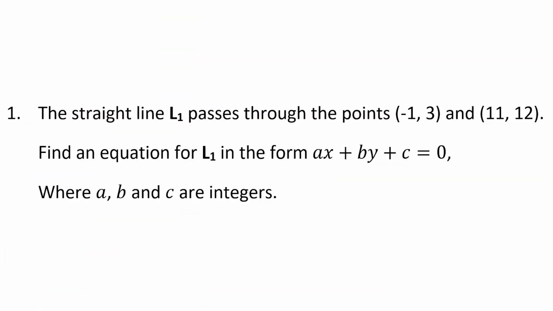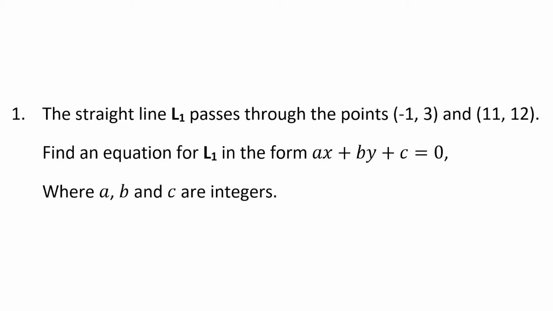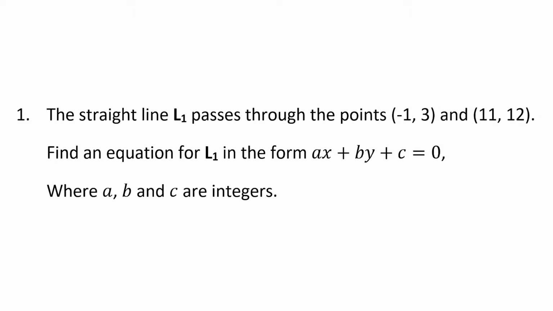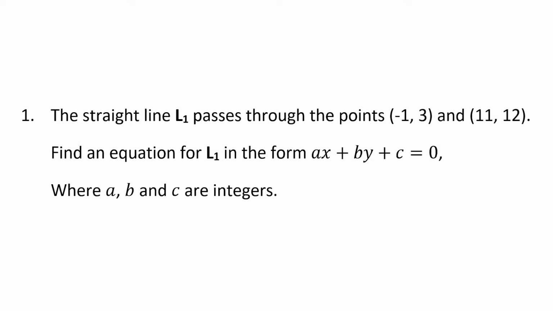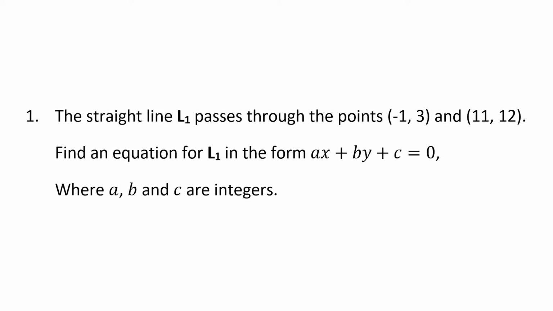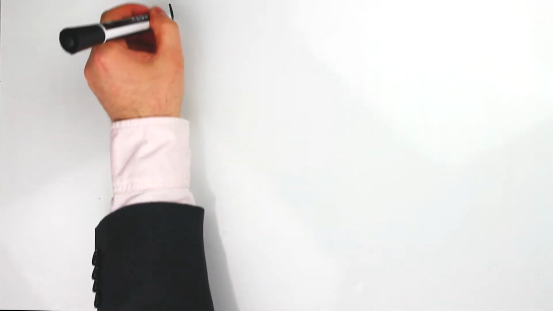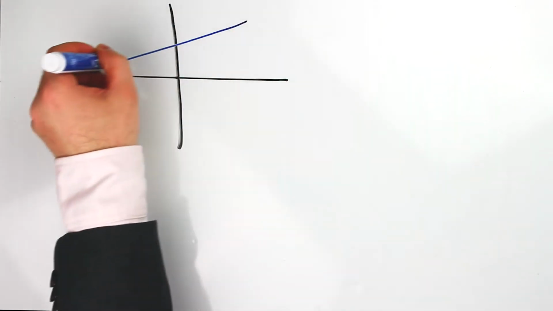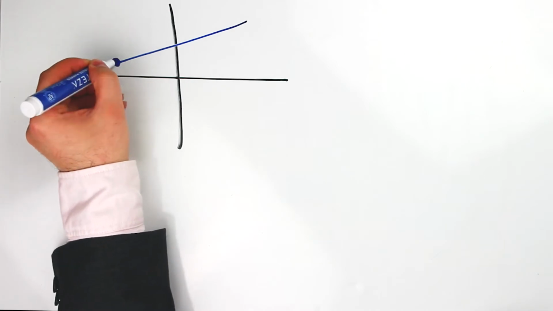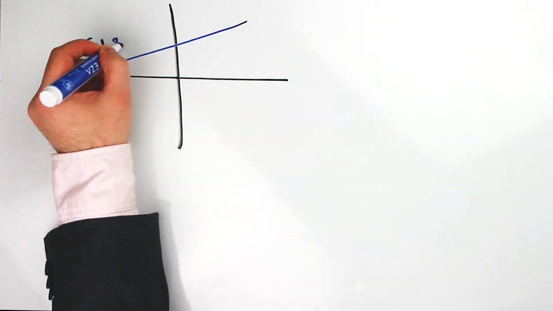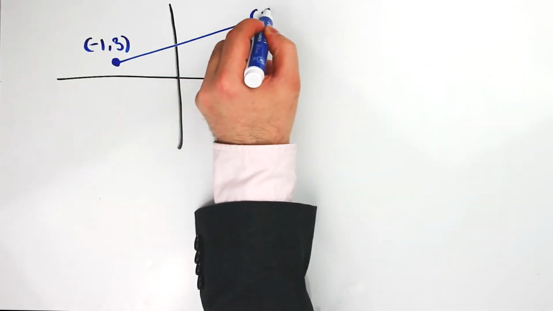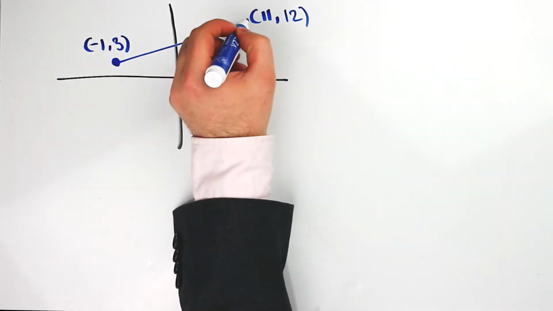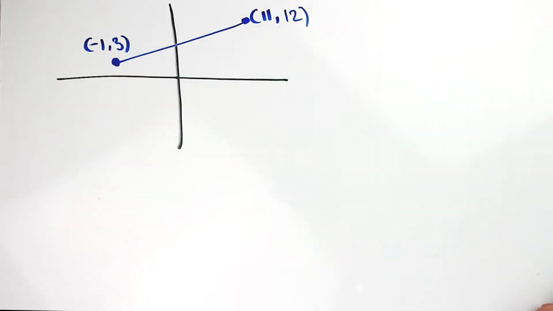Okay, let's begin. The straight line L1 passes through the points -1, 3 and 11, 12. Find an equation for L1 in the form ax plus by plus c equals 0, where a, b, and c are integers. Alright then, so first things first, I'm going to draw some graph axes, and we can roughly sketch our line. So we are going from the coordinate -1, 3 up to 11, 12. So we want to find the equation of this line between these 2 coordinates.